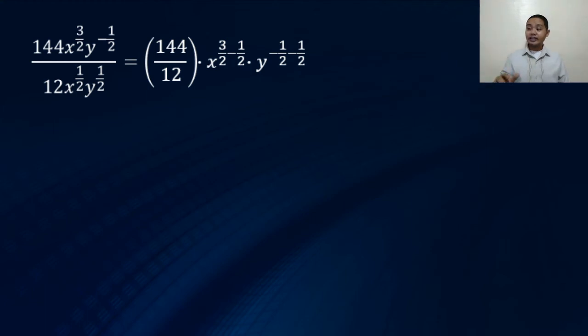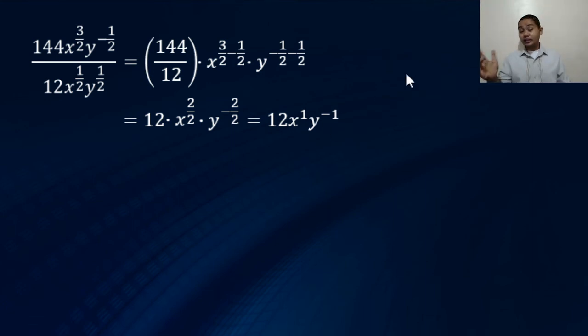Next, simplify lang natin. Siyempre, yung 144 over 12, that is 12. Ito naman, 3 halves minus 1/2, that will be 2 over 2. So x raised to 2 over 2. Ito naman, this will be y raised to negative 2 over 2. Simplify natin yan. That will be 12 x raised to 1, y raised to negative 1. Apply yung negative exponent dito sa y raised to negative 1. That will be, answer natin is 12x over y.